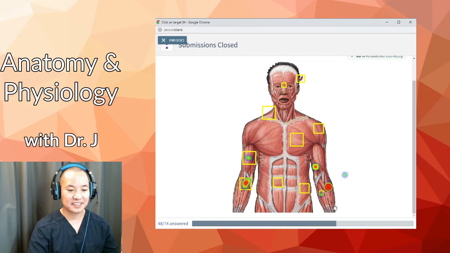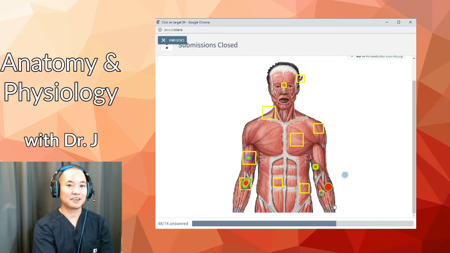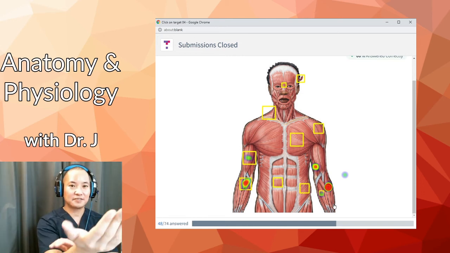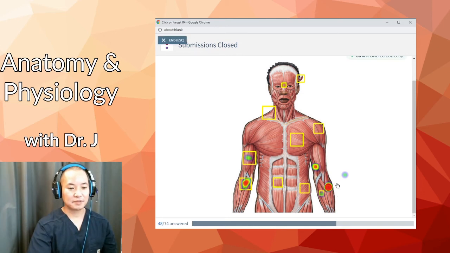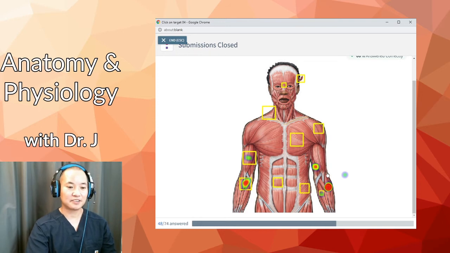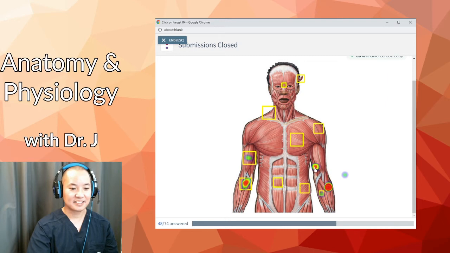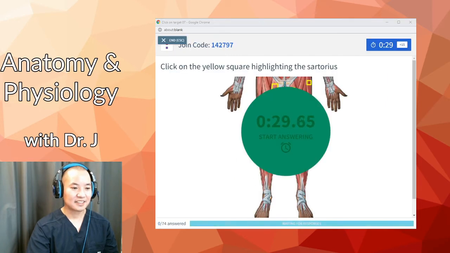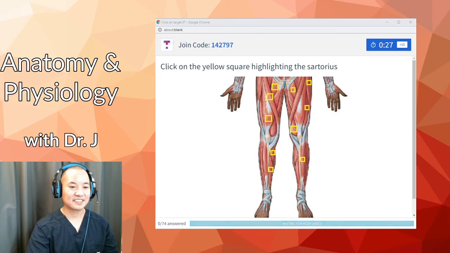So the brachioradialis actually runs from the brachium, your arm, and remember your radius, this is the more lateral of your forearm bones. So it's running from the brachial part, your arm, and running down the radius. So that is the brachioradialis. This is the brachialis over here. And next question. Click on the yellow square highlighting the Sartorius.